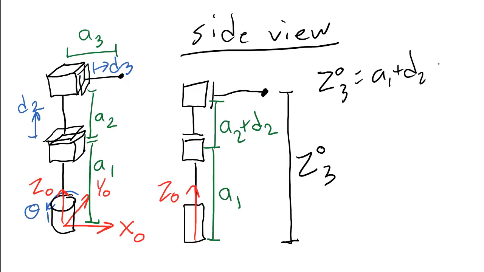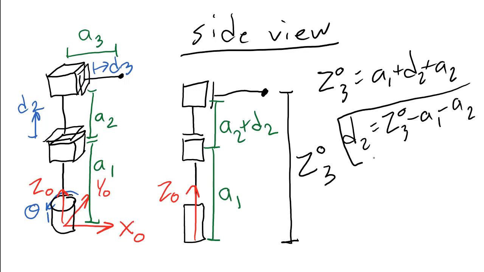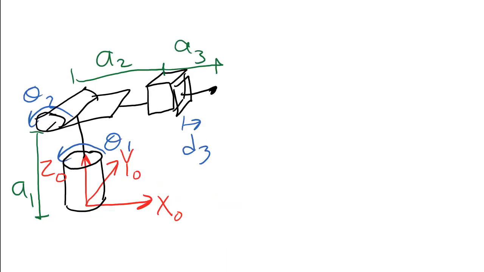So Z03, the z position of the end effector, is A1 plus A2 plus D2, and then I can solve this for D2. And here I have my third equation. So I have 3 joint variables, and I have 3 equations to solve for them. We're good to go. Let's move on to another example.